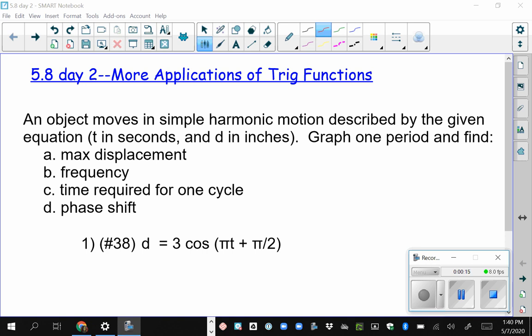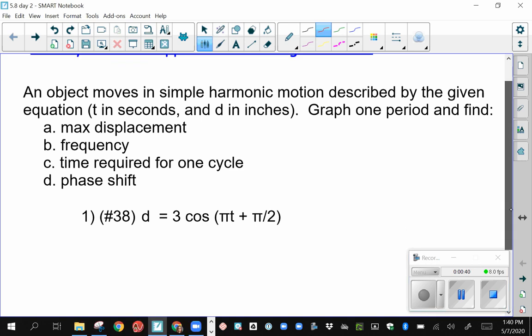This is number 38. There's a whole section of problems that have these specific instructions. It says an object moves in simple harmonic motion described by the given equation. Know that t is in seconds and d is in inches. We're being asked to graph one period and find the following items: the maximum displacement from rest, the frequency, time required for one cycle, and of course a phase shift. We didn't have any of those in part 1.